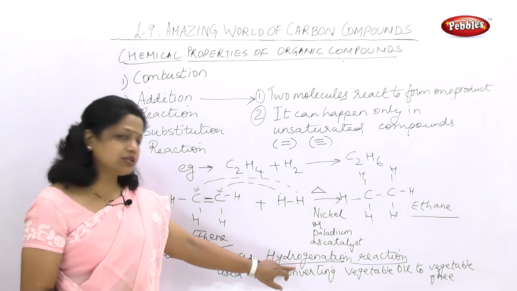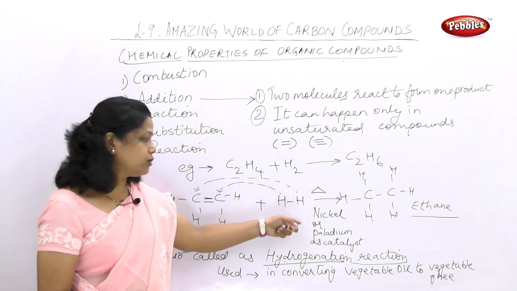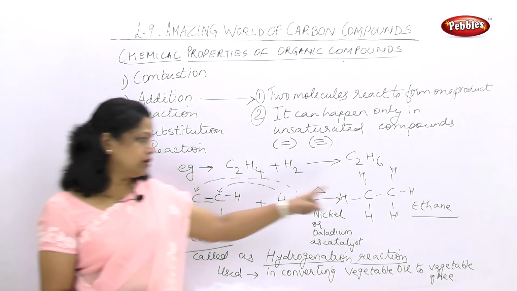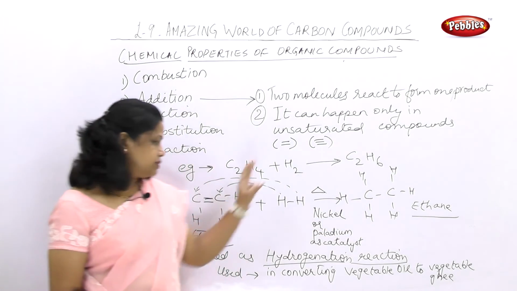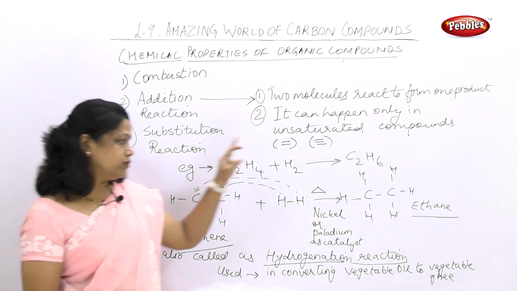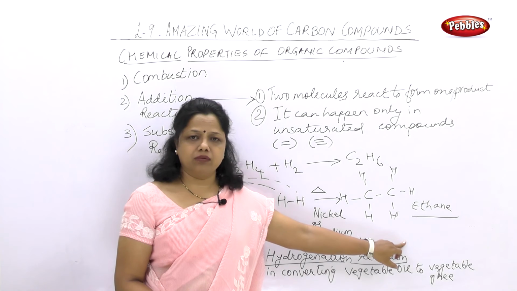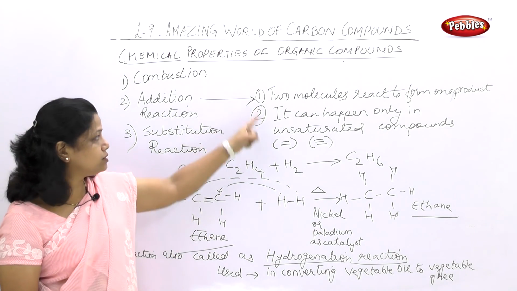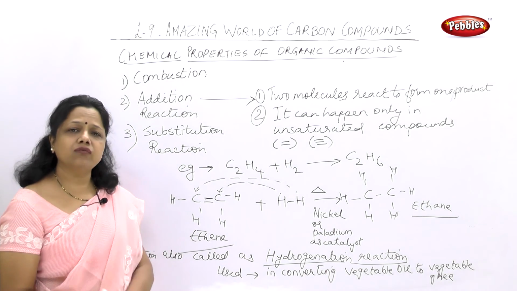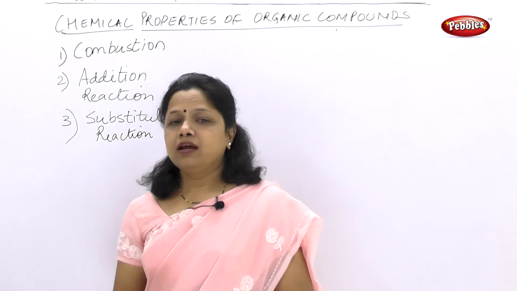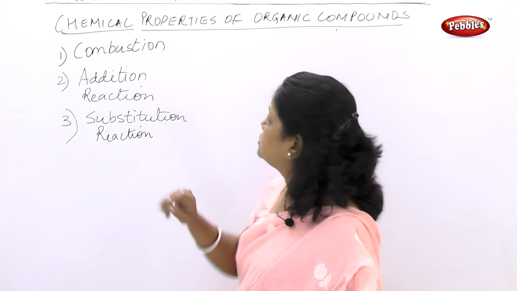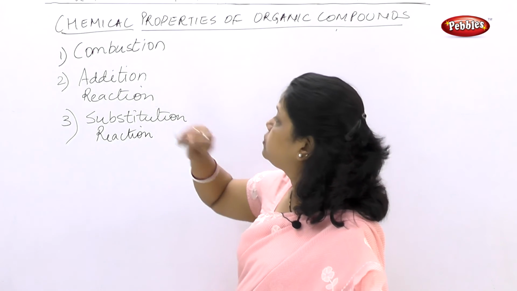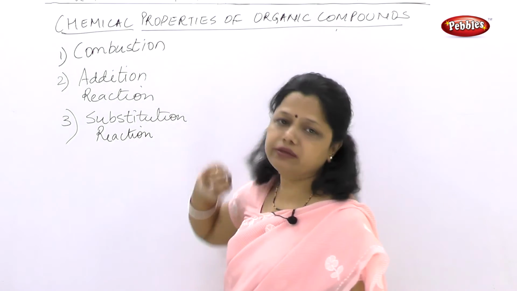And this hydrogenation reaction is nothing but addition of hydrogen to ethene, where the double bond is broken and converted into a single bond. That means unsaturated compound is converted to saturated compound. This is called an addition reaction, and we have seen the two major characteristic features of addition reaction. We saw two types of chemical properties of organic compounds till now, combustion and addition reaction.